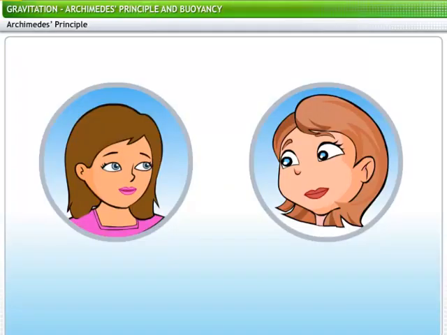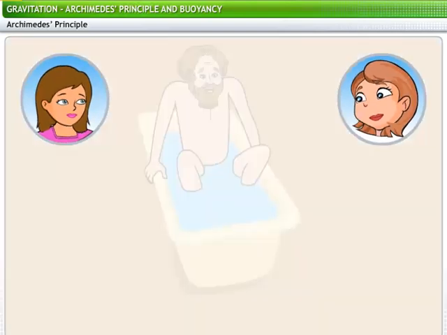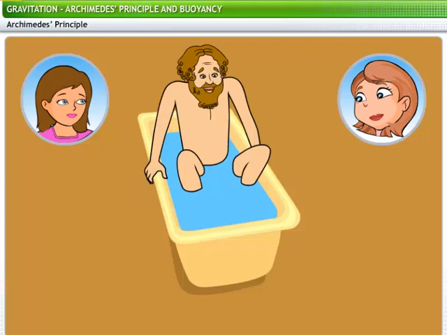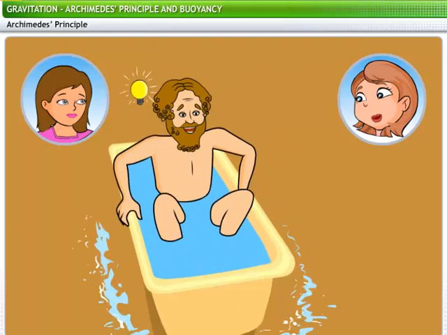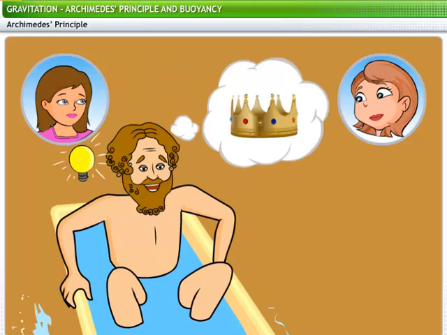So, how did Archimedes solve the problem? And what did water have to do with it? While taking a bath, Archimedes noticed that the level of water in his tub rose as he got in. He realized that he could use this effect to determine the volume of the king's crown. The submerged crown would displace an amount of water equal to its own volume.